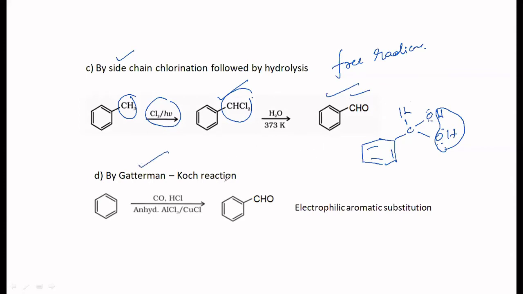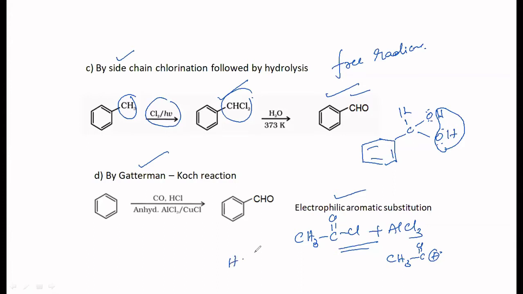This is a named reaction, Gattermann-Koch reaction. It is just like any other electrophilic aromatic substitution. You must have studied, supposing if I use CH3COCl in presence of AlCl3, this is Friedel-Crafts acylation. So the electrophile that is generated here is CH3C double bond O plus.